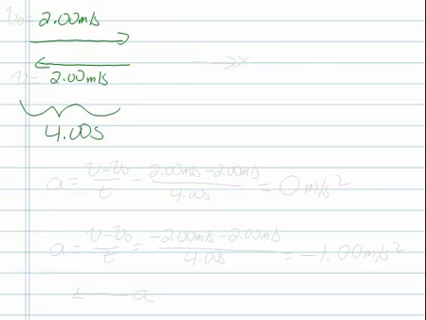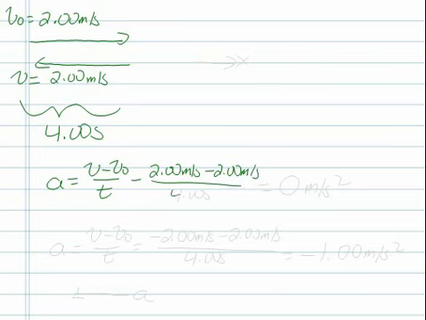So if you did this, let's see what happens. If you use the definition of acceleration, a is v minus v0 over t. This would be v, the final velocity. This would be v0. If you did this, 2 meters per second minus 2 meters per second over 4 seconds, you would get 0 meters per second squared, which is not correct.